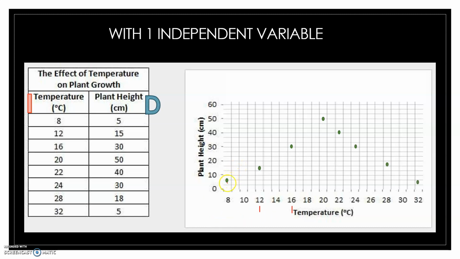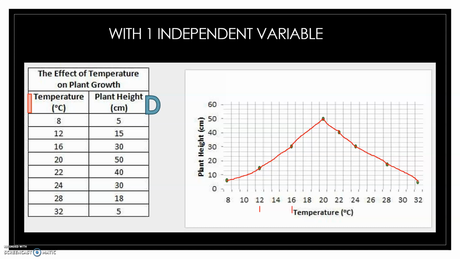Okay, next you can just connect these dots and you can see for yourself the relationship between the temperature and the plant height. So what you can see with the help of this graph is what temperature works the best for the plant height. So look at the graph, what temperature works the best?